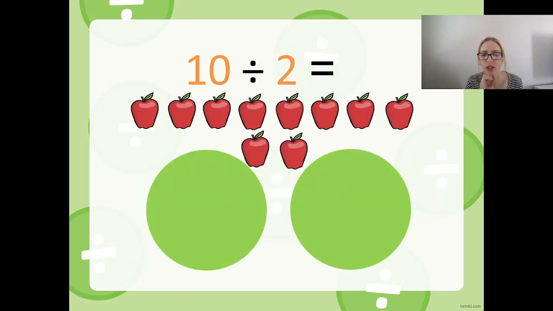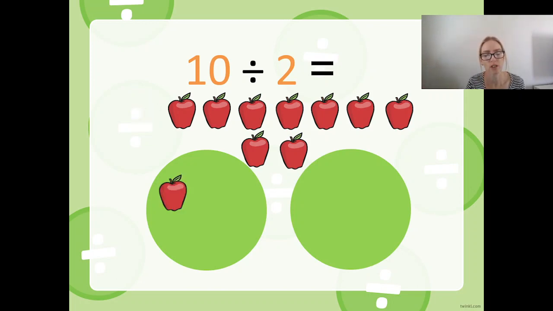Okay, for this one, you need to draw 2 plates or 2 circles, and we are sharing out 10 apples. I know there is 10 because I can see 8 and 2. 8 and 2 more is 10. So you need to start sharing out your 10 apples between your 2 plates.